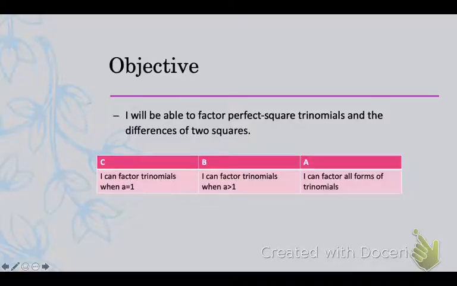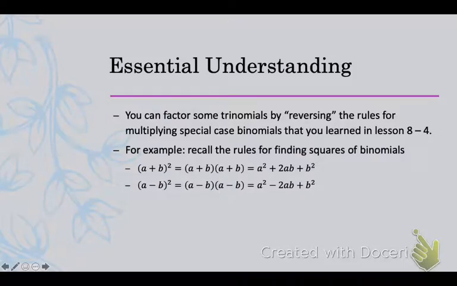So our objective is we're going to be able to factor perfect square trinomials and difference of two squares. So we're factoring like we have been, but there's special ways to factor these, and it makes our lives easier. You don't need to necessarily write this all down, but if at any point I'm going too quickly, you can pause the video and write down what you need to.